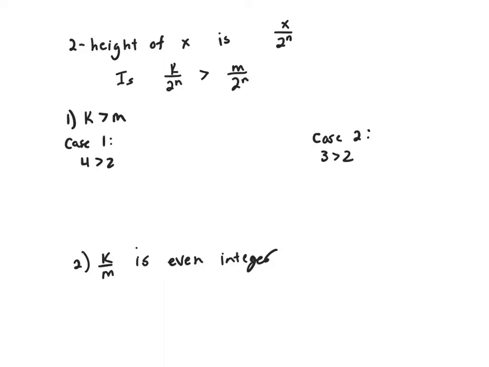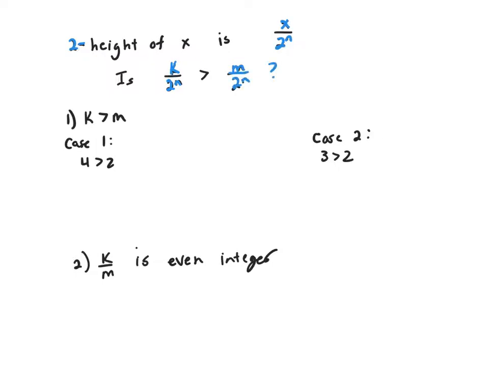The 2 height of x is defined to be the greatest non-negative integer n such that 2 to the n is a factor of x. So the 2 height of x says that 2 to the n is a factor of x. That means it goes into it evenly with no remainder. Okay, if n is the 2 height of k, so that would be k over 2 to the n, is that greater than the 2 height of m? So that's m over 2 to the n.